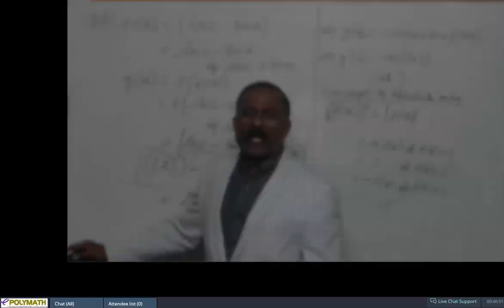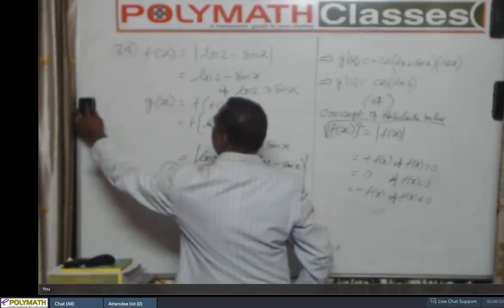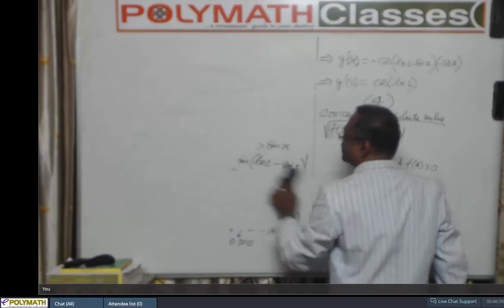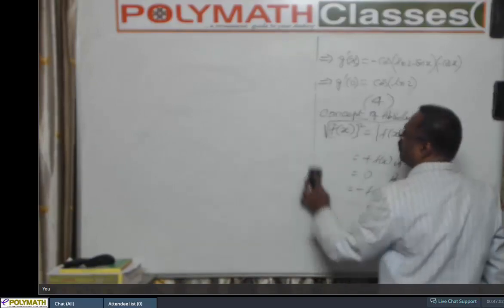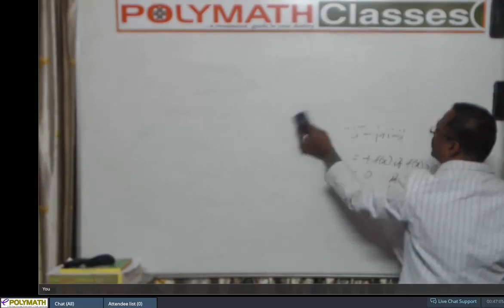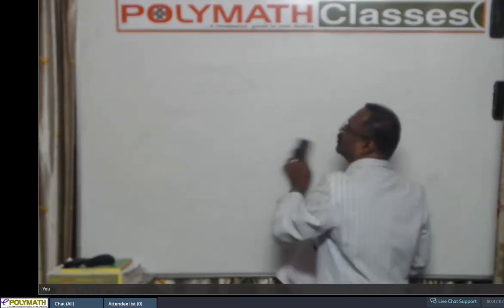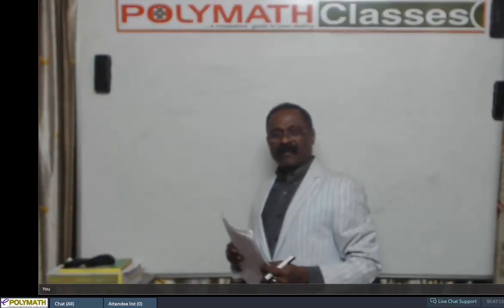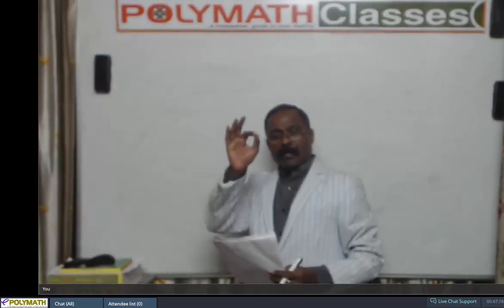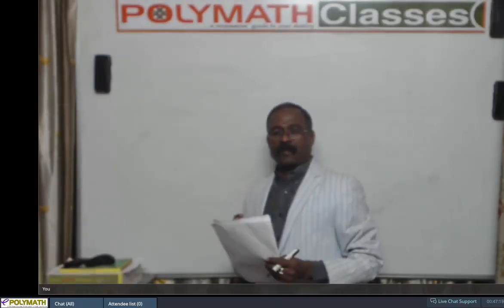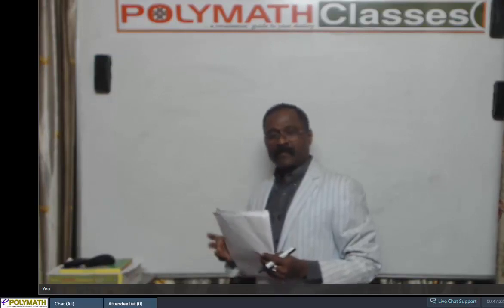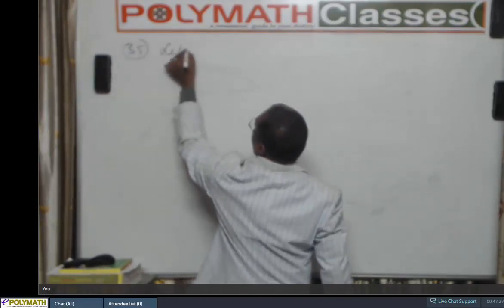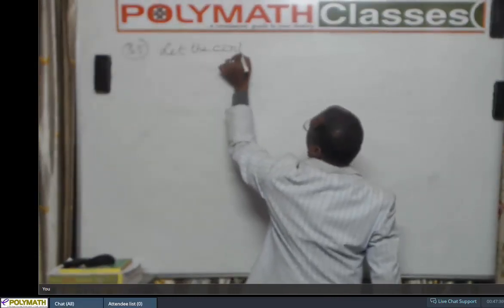So what I suggest is, whenever you get locus problems, start by taking the term which is given after the locus of. If you see the question there, you have to find out the locus of centers of circles. So start the question like this. Let the center be... This is important.